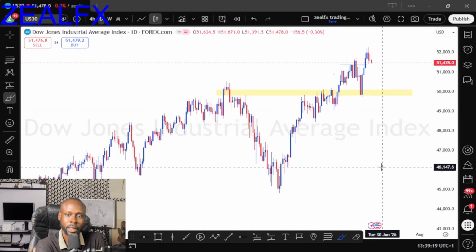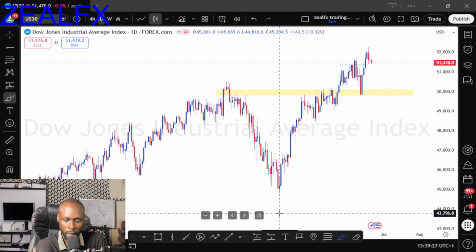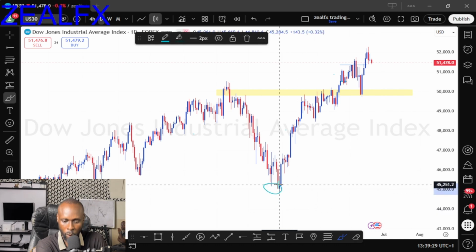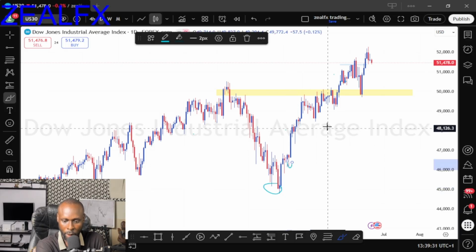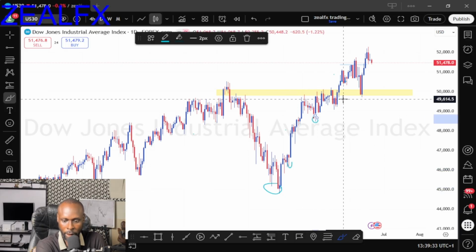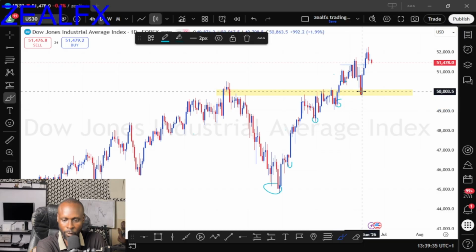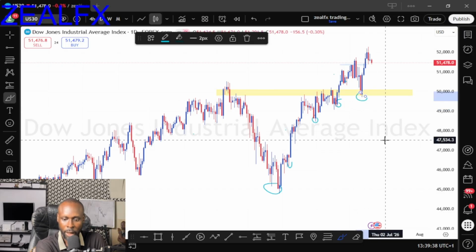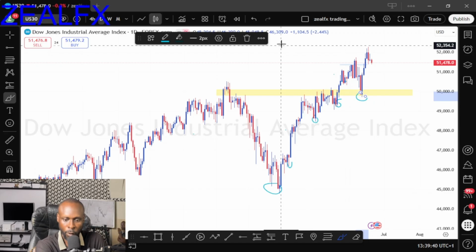So the US30 on my daily time frame, we can see we still have bullish momentum for the US30. We can see we have this lower low, then we can see we have this higher low. This series of higher lows indicates strong bullish momentum for the US30. So now we have this strong bullish momentum for the US30.